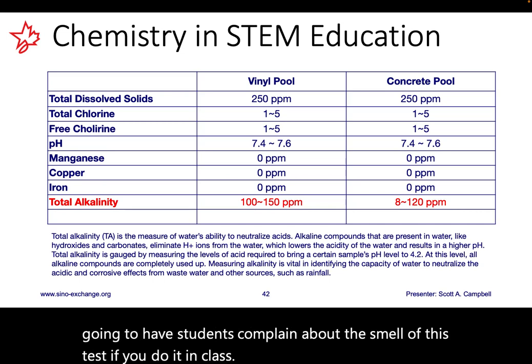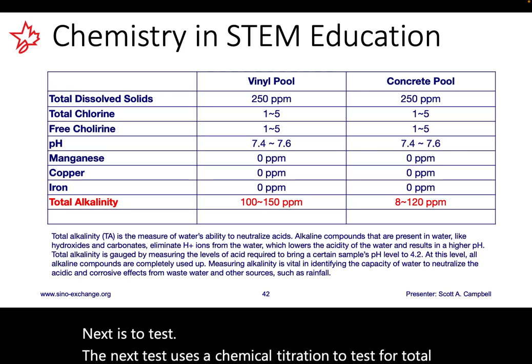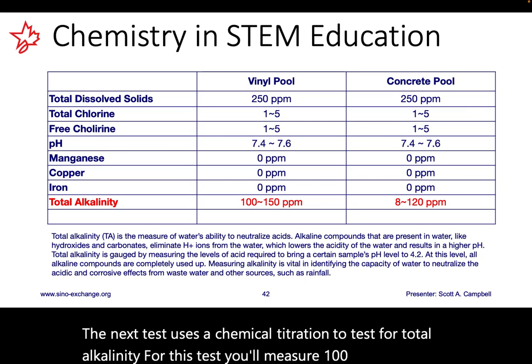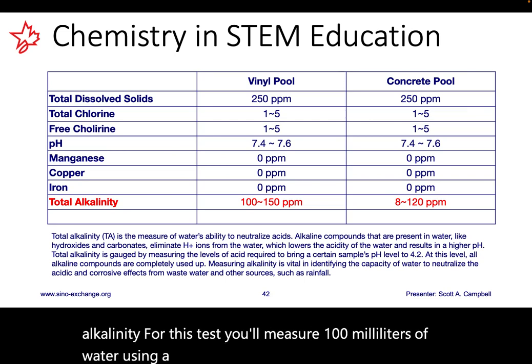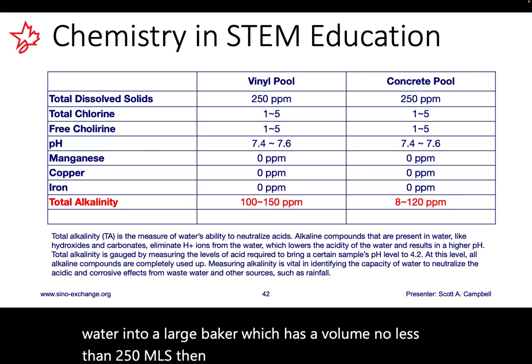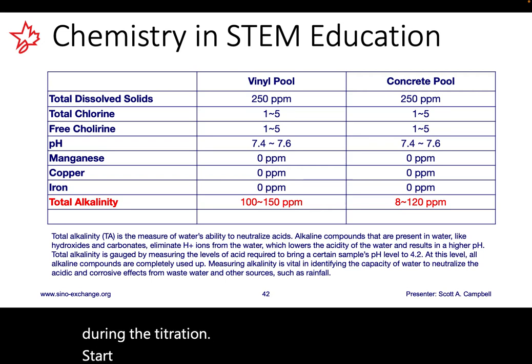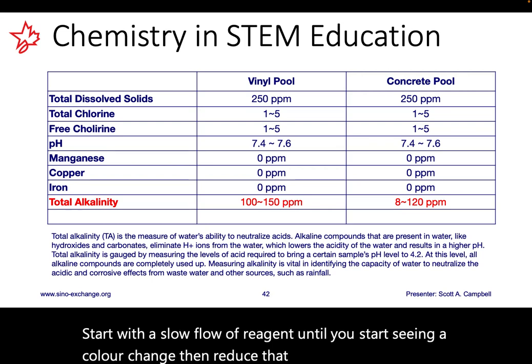The next test uses a chemical titration to test for total alkalinity. For this test, you'll measure 100 milliliters of water using a graduated cylinder. You'll then pour that water into a large beaker which has a volume no less than 250 milliliters. Then, using a magnetic stir plate and a stir bar, you can slowly stir the water sample during the titration. Start with a slow flow of reagent until you start seeing a color change. Then reduce the titration to a steady drip.